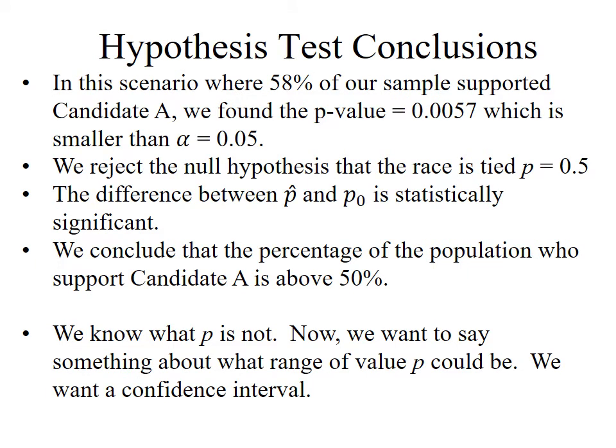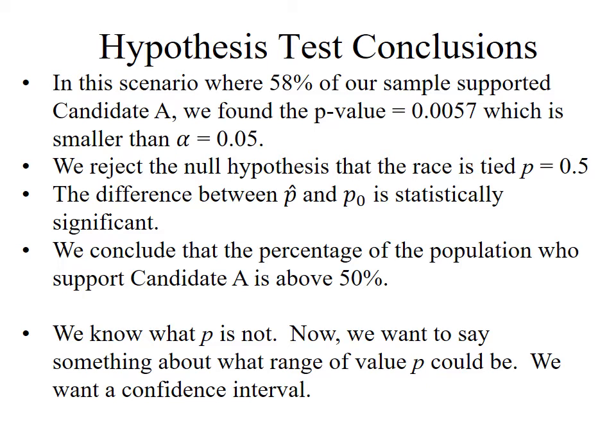So let's draw conclusions from our specific hypothesis test in this scenario. We got 58% of our sample supporting candidate A. We found a p-value of 0.0057. You know what? That's smaller than alpha. That's less than 5%. That's a whole lot less than 5%. That's a really unlikely result to happen if the null hypothesis were really true. So therefore, we reject the null hypothesis that the race is tied at 0.5.